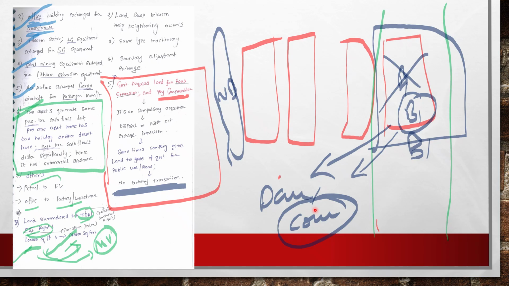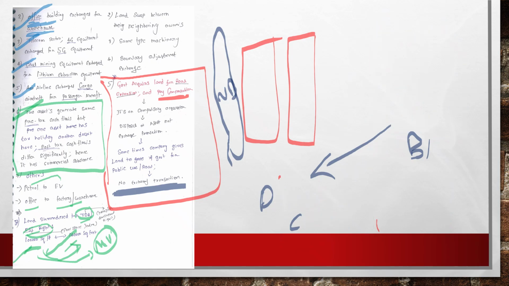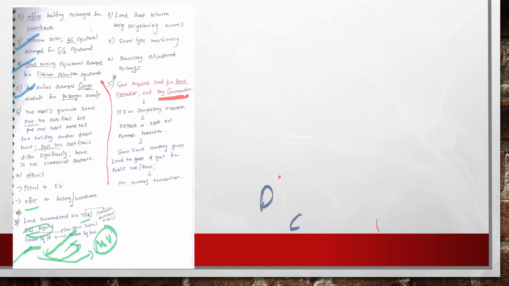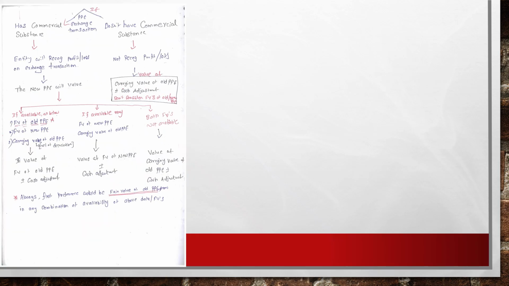See, finally we understood what commercial substance is. I hope you understand till now what commercial substance is. So yes, you have a commercial substance now. Then what will you do? That is the main part now. That we will discuss in the next class. Next class we will discuss how to account if we have a commercial substance, and how to account if we do not have a commercial substance.